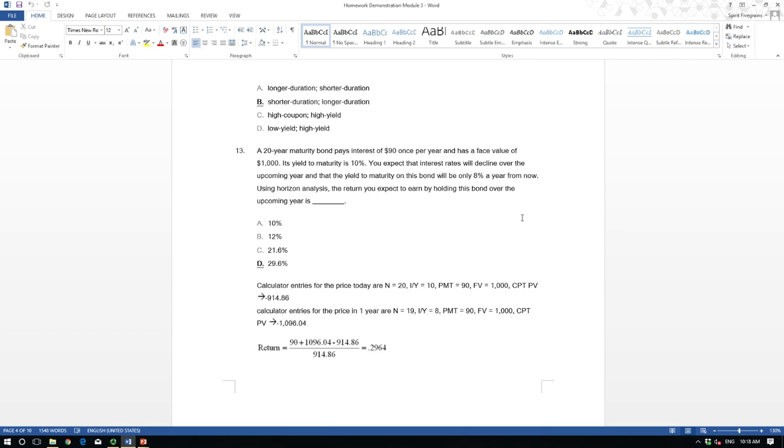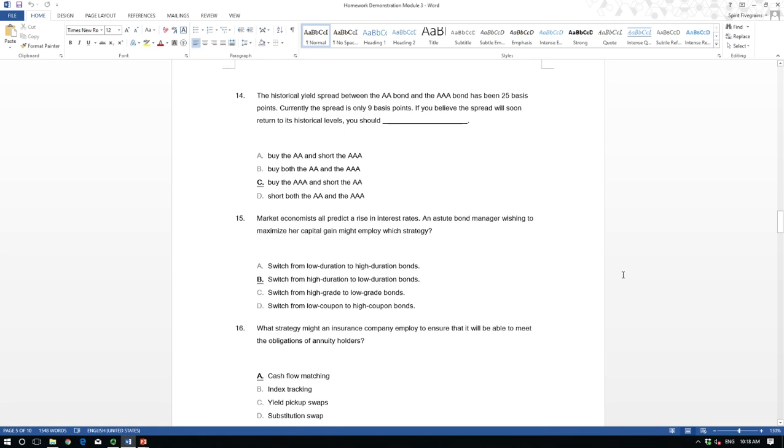That's a future bond price, which is higher than the current bond price. Then you take the difference to get the so-called capital gain from holding this bond, right? And then you combine the capital gain with your coupon income, $90. That is your total gain, and you divide your total gain by the initial bond price. You get the total return for the next year. And the answer is 29.6%.